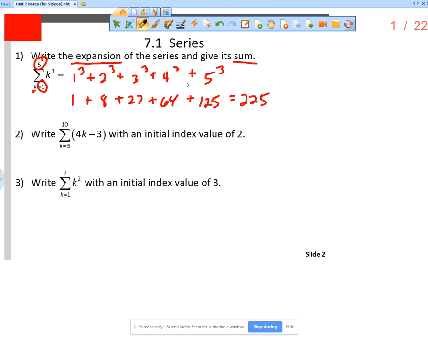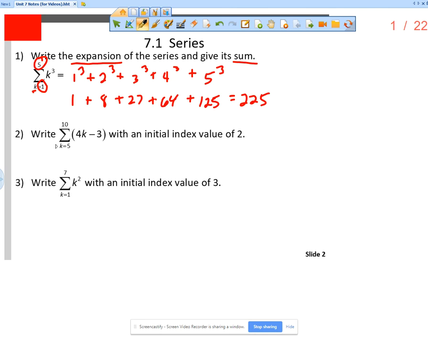So you need to be able to give the expansion, that shows you understand the sigma notation. And then obviously you should be able to find the sum. As numbers get bigger and bigger, you don't have to worry necessarily about calculator or non-calculator. Just understand that you need to be able to find that sum.